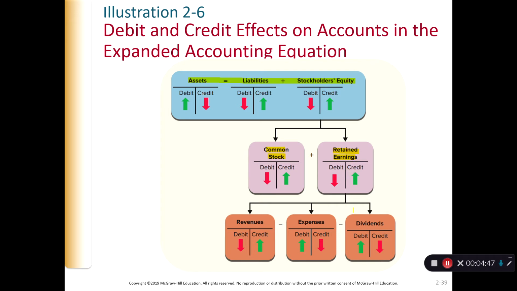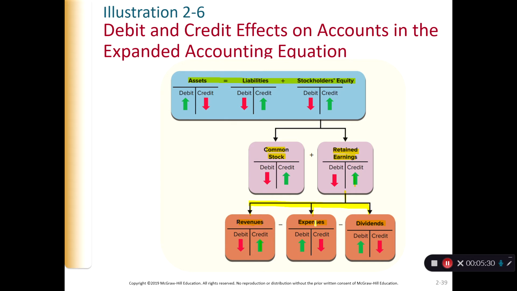And further, retained earnings can be broken down into three more components, right? Revenue, expense, and dividends. We talked about that retained earnings equals revenue minus expense minus dividends. So here, retained earnings and revenue are consistent with each other because revenue is on the same side. Revenue increases retained earnings. Hence, when there's an increase in revenue, we want to credit it. See, this arrow and this arrow are both on the right-hand side of this account.